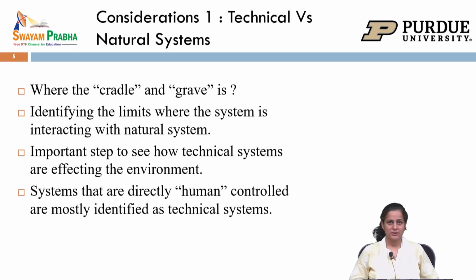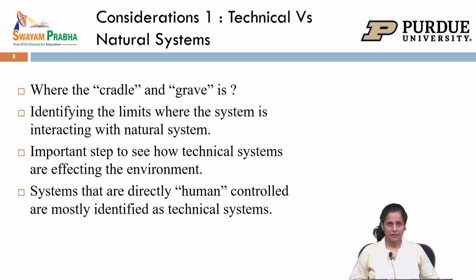Okay, so the first consideration, which is technical versus natural system. When we are thinking about this, we think about where the cradle of the product is and where the grave is. When we talk about cradle, cradle means where the raw materials are being extracted, which is where the natural boundary between the technical system and natural system occurs. And the grave is the final disposal of the end product or the end of the life product, or also the emissions and waste that are kind of going into the environment.